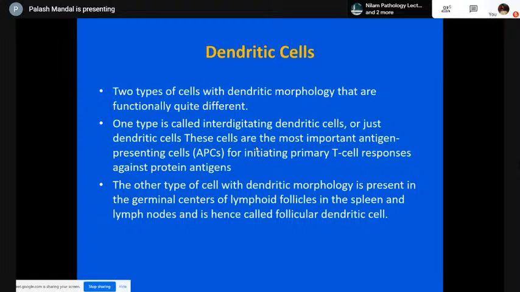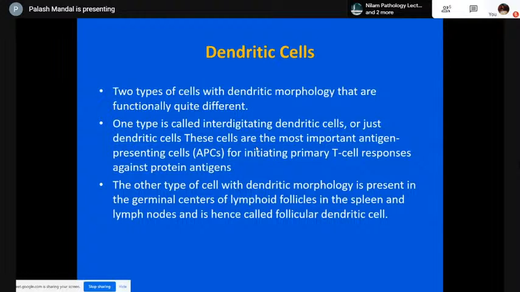Okay, so they are present in the skin, they are present in the mucosa, and whenever some antigen enters the body, they go catch hold of the antigen and immediately present it to the particular immune cell, so that immune response is generated. Okay, so they will present it primarily to the T cell. Understand? The other type of dendritic cell is actually a follicular dendritic cell.